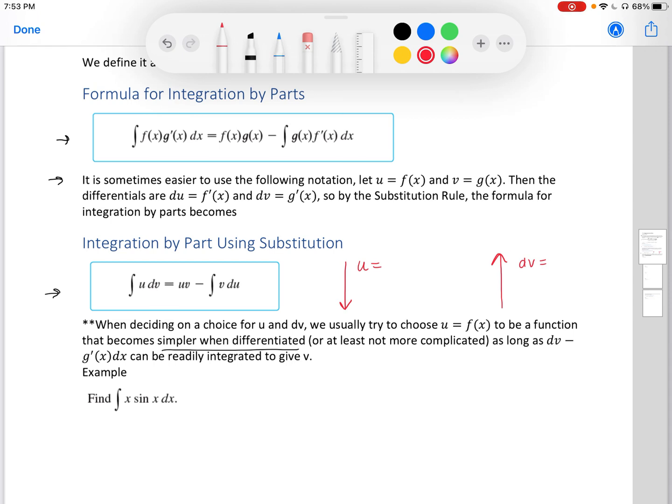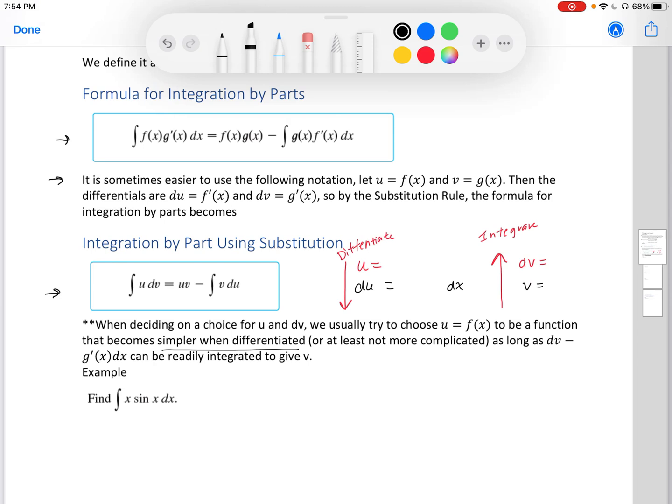For one of them, we're going to integrate with the hopes of getting our v, right? And for the other one, we're going to differentiate, with the goal of finding our derivative, du. And don't forget the dx. All right, so this is our setup.